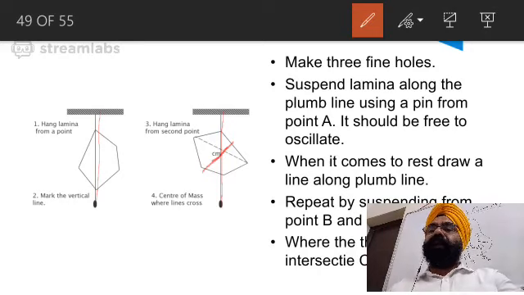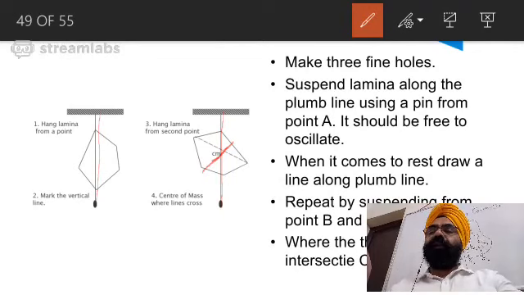We suspend the lamina along the plumb line using a pin from point A. It should be free to oscillate. When it comes to rest, we draw a line along the plumb line. We repeat by suspending from points B and C, where the three lines intersect.